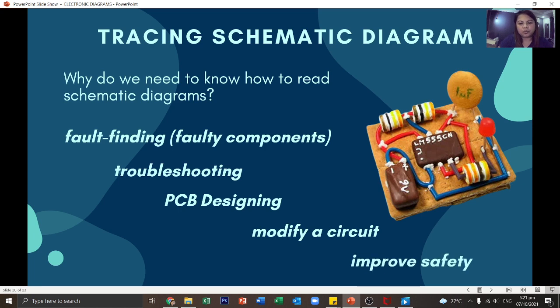Of course, to improve safety, if you want to add a safety device on that circuit or device, okay, you can use it. For example, you want to add a fuse. So where do I put the fuse? Okay, you read the schematic diagram. So there are very many reasons that we can apply in our real life.